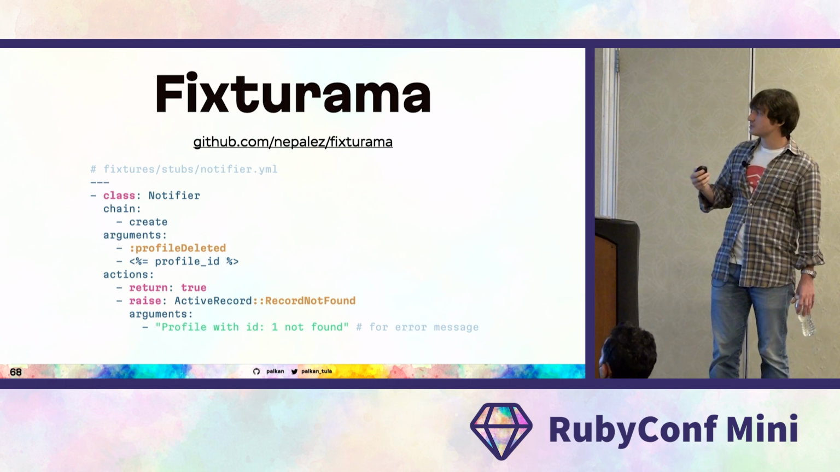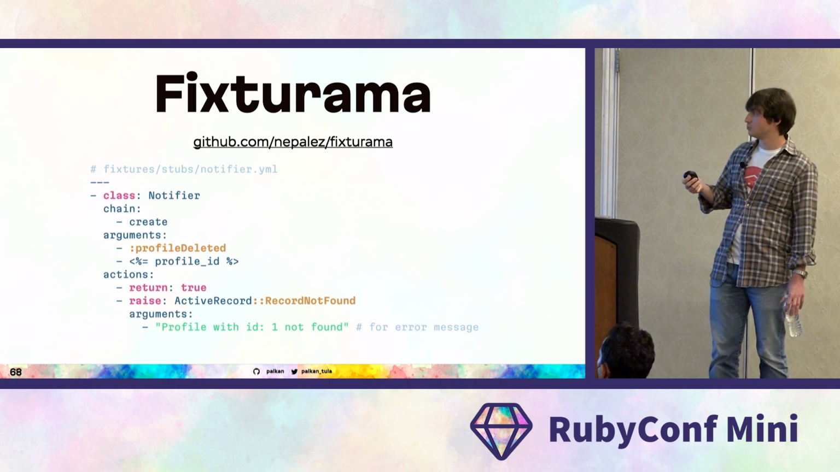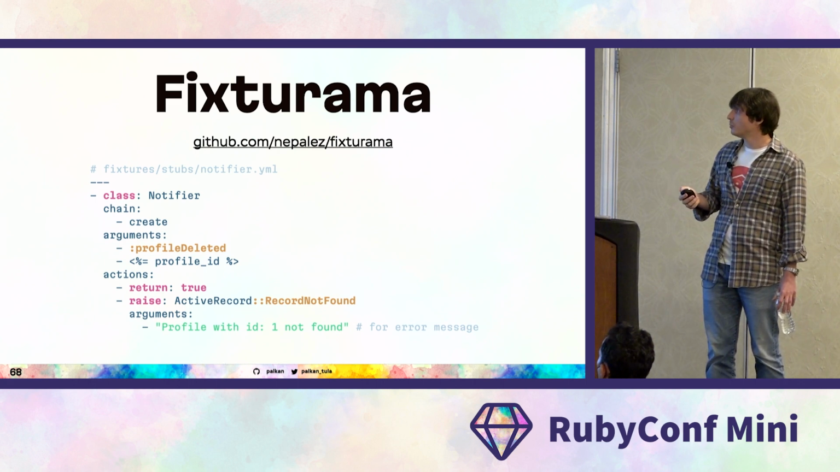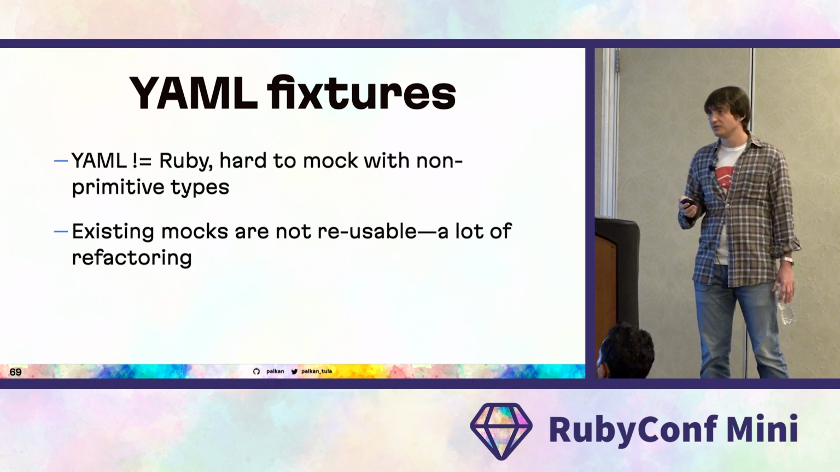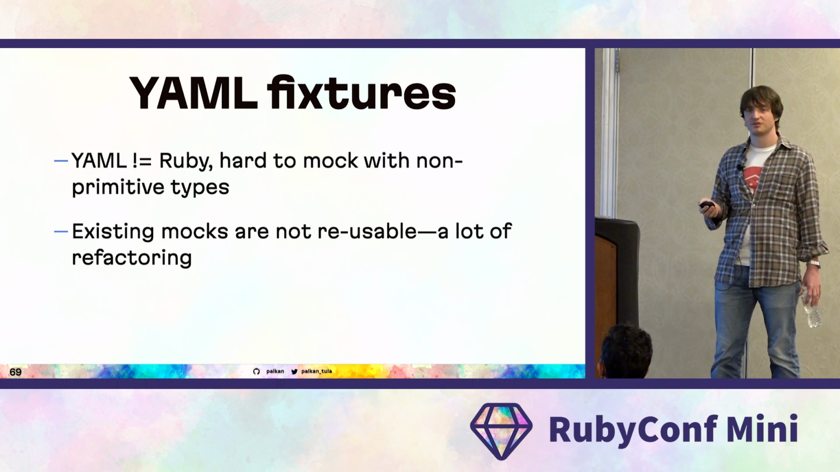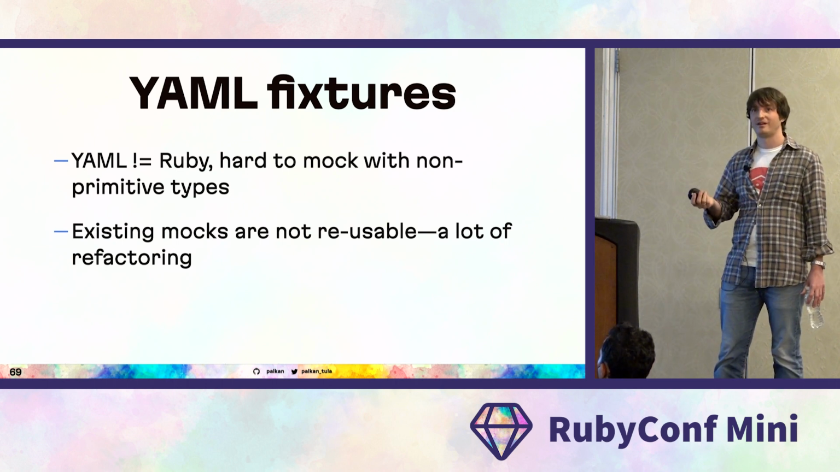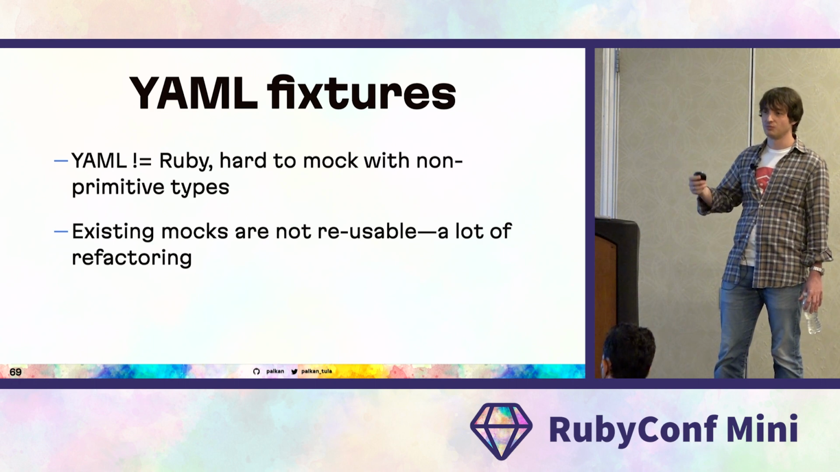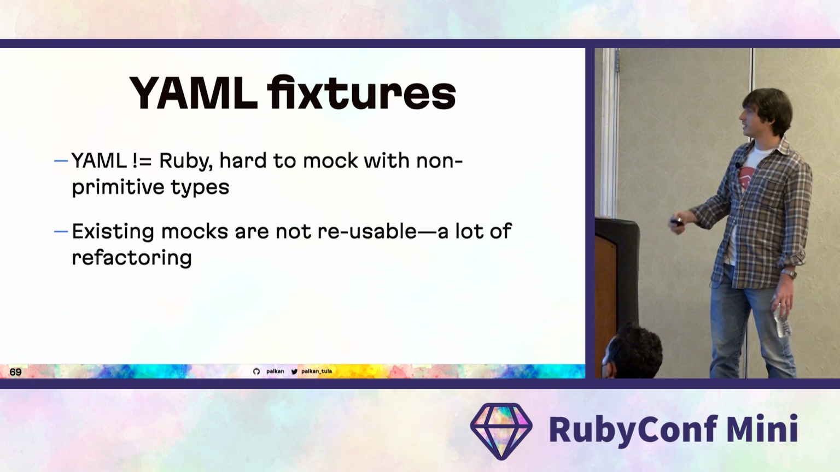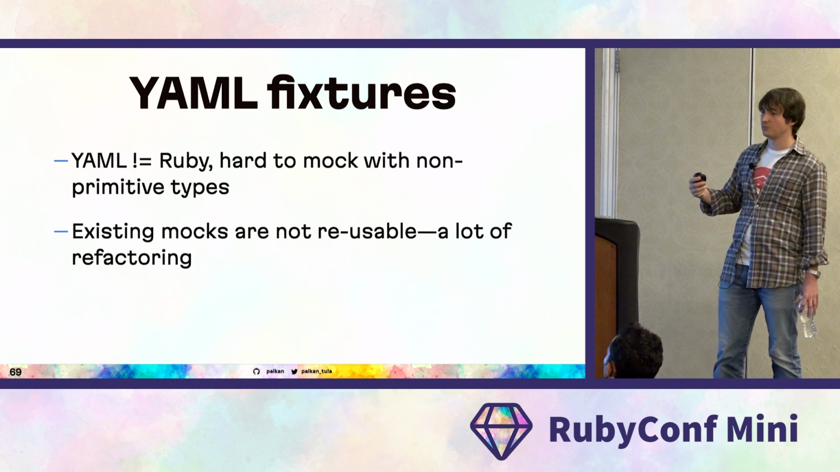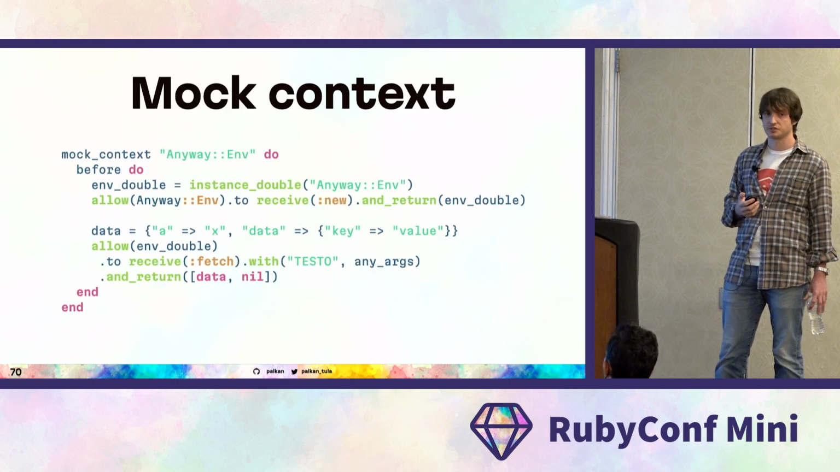So I was thinking how to expand Fixturama to do whatever I wanted to do, but I found that YAML is not Ruby, and I don't want to force users of my library to rewrite their stubs and mocks into YAML. That's not the best way. I want to be as compatible with the current test style as possible. So I came up with the idea of mock context.